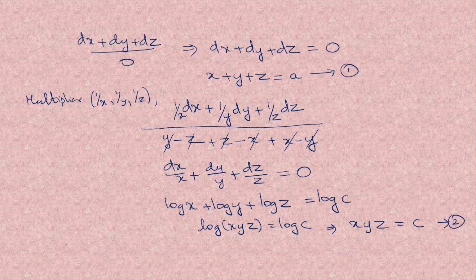Now, using solutions 1 and 2, we can conclude that the general solution, considering an arbitrary function phi, is phi of (x plus y plus z, xyz) is equal to 0, which is the required solution.